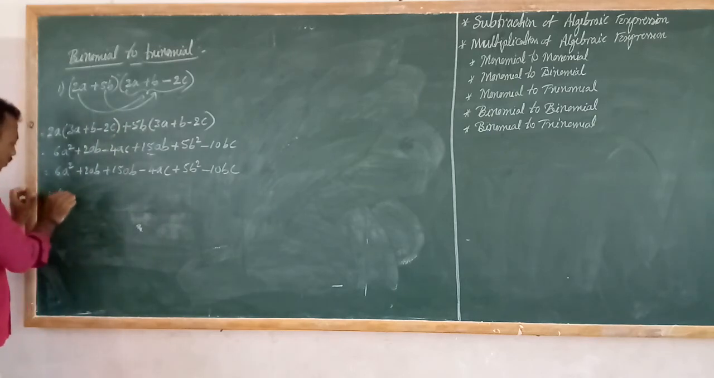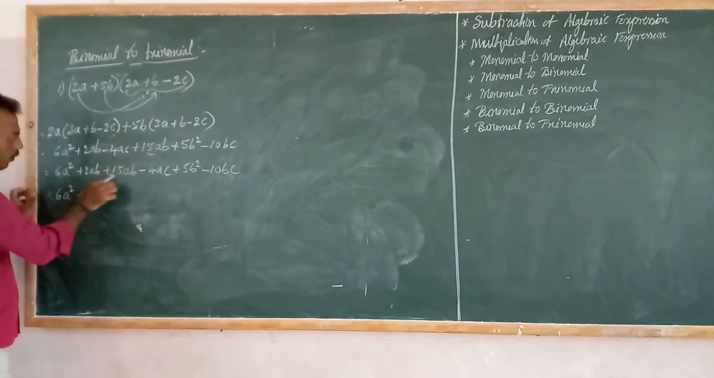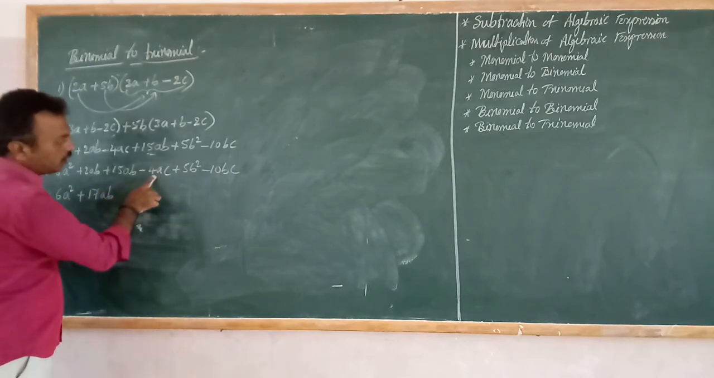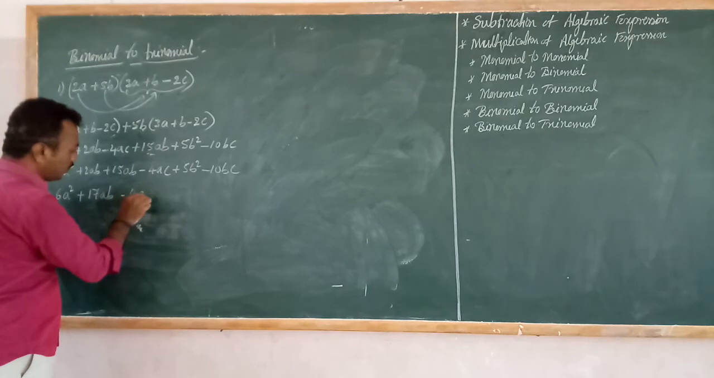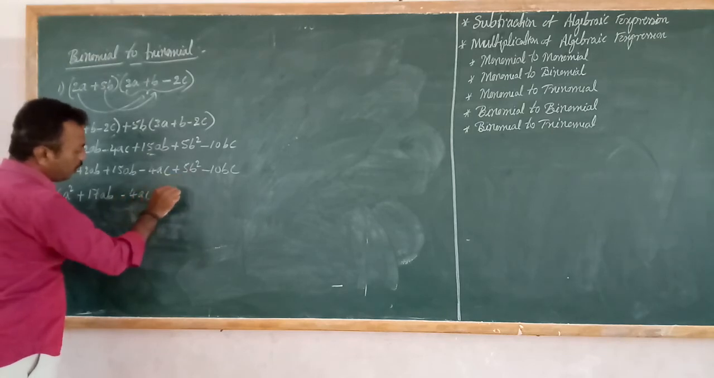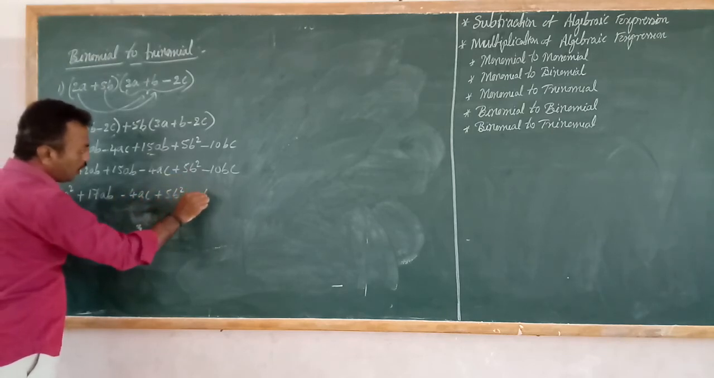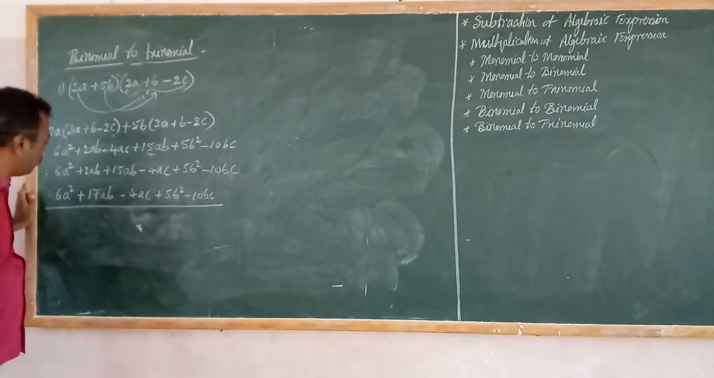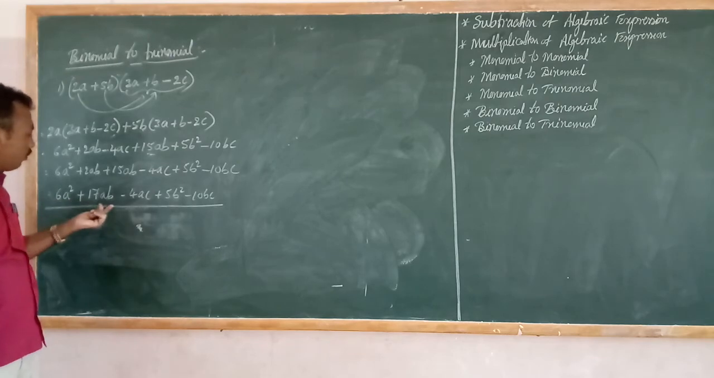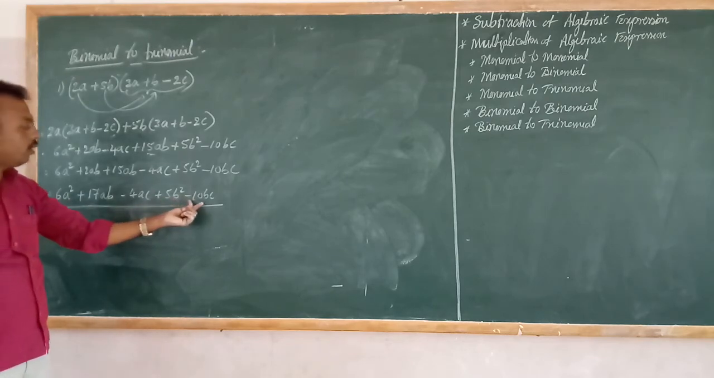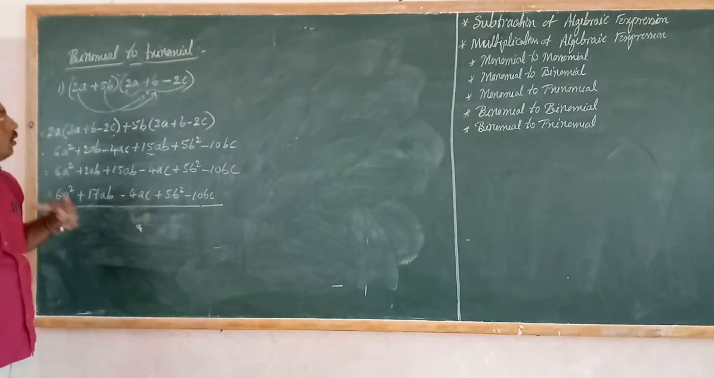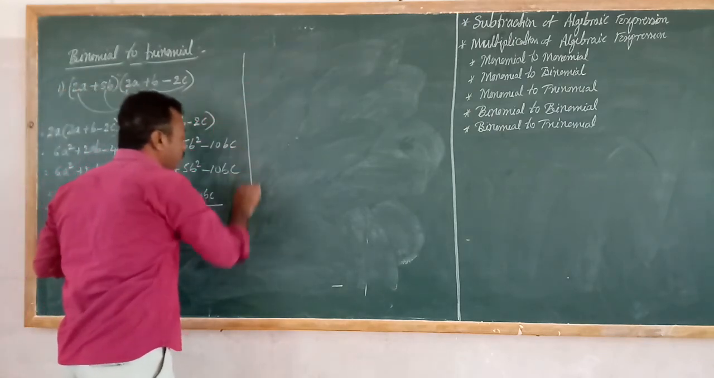Okay, 6a square and plus 15ab plus 2ab, it becomes 17ab, and minus 4ac is there. So it is only one term, as it is. And plus 5b square as it is, minus 10bc as it is. Only one term is there, you need not add or subtract anything. That's why 6a square plus 17ab minus 4ac plus 5b square minus 10bc. This is the product of 2a plus 5b into 3a plus b minus 2c. You understand? So I will take one more example.